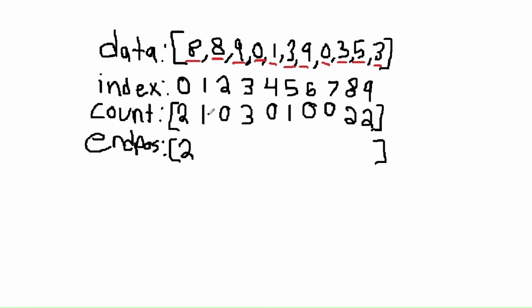So, for example, the value 1, its end position will be 3 because 1 plus 2 is 3. 2 will be 3 as well because 3 plus 0 is 3. 3 will be 6 because 3 plus 3 is 6. 4 will be 6 because 6 plus 0 is 6. 5 will be 7 because 6 plus 1 is 7. And I think you get it now.